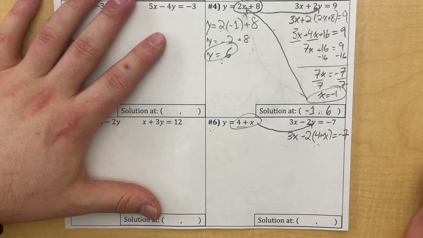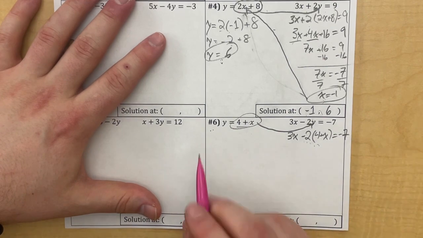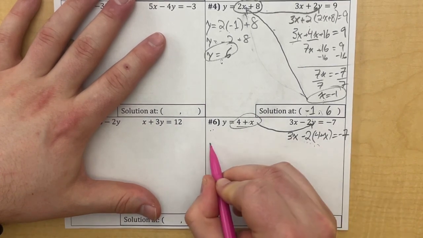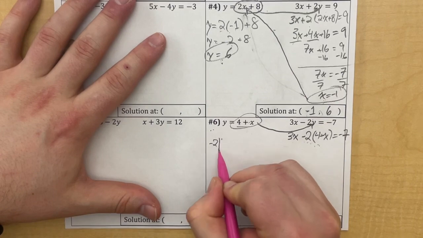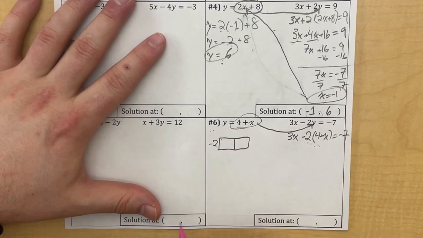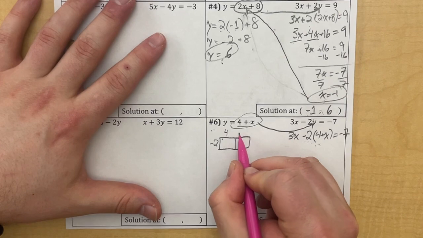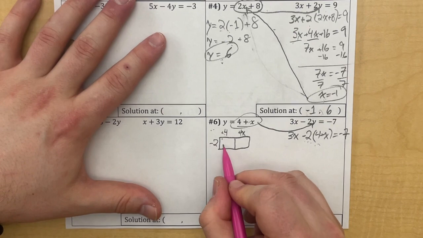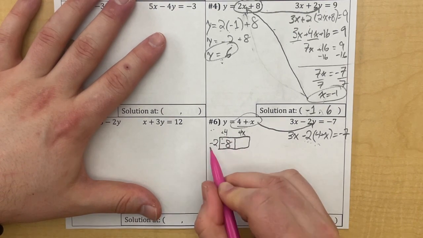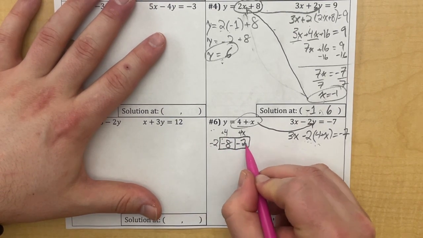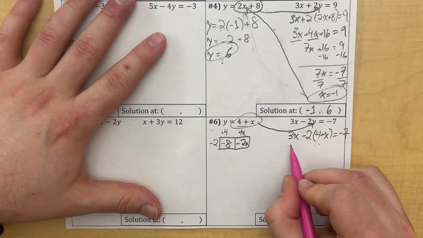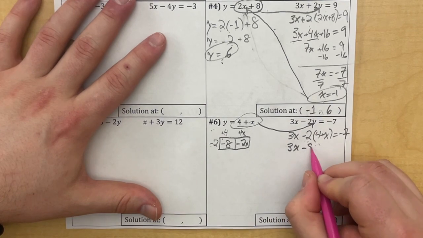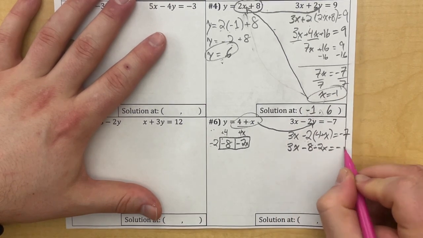So let's actually do it on here, so that way I don't have to use all that space. So I have -2 on the outside, and I'm multiplying that times each of the terms inside the parentheses. So I have +4 and a +1x. Different signs means negative, so I have -8, and different signs means negative, so I have -2x. Rewrite that underneath where you multiplied, everything else stays the same. So I have 3x minus 8 minus 2x equals -7.